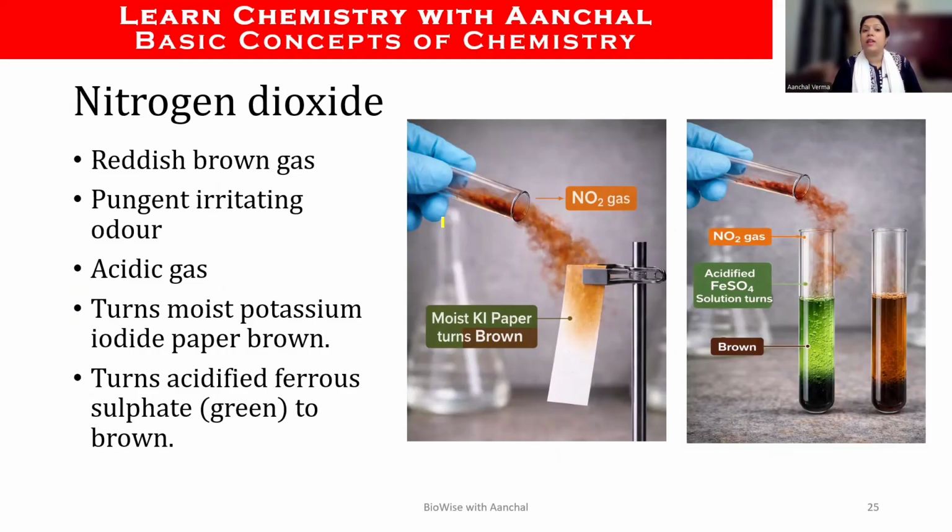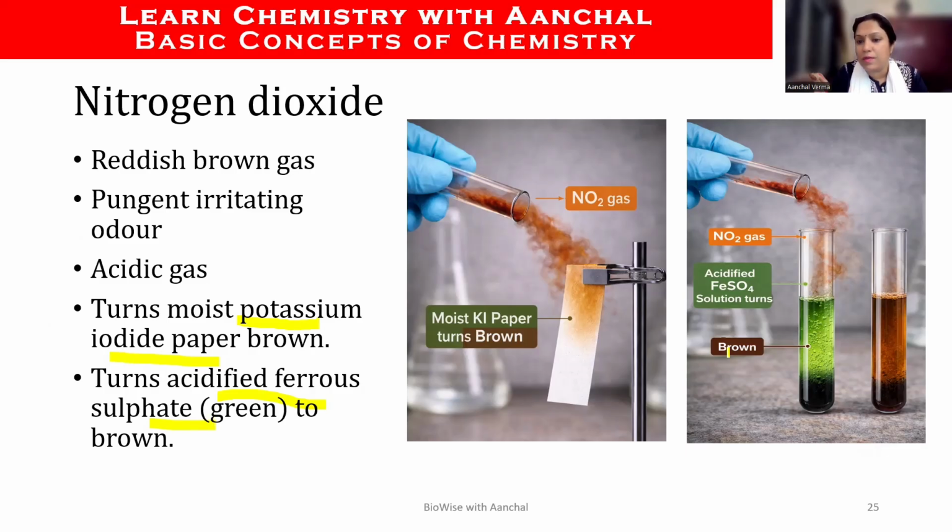Next gas is nitrogen dioxide. Nitrogen dioxide has a specific color, reddish brown color. It has a pungent odor because this is also an acidic gas which reacts with the moisture present in your nose, gives you a tingling sensation in the nose because of the formation of nitrous acid and nitric acid. And it turns moist potassium iodide paper, KI paper, brown, and at the same time it turns acidified ferrous sulfate. Ferrous sulfate is greenish in color. It turns brown.